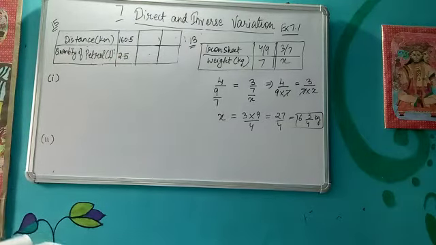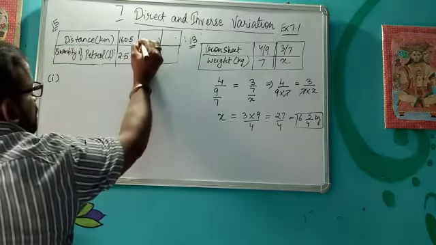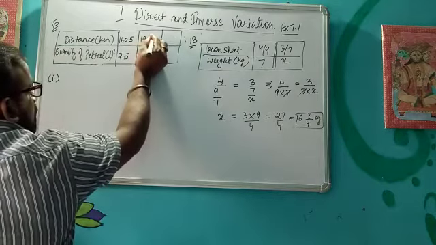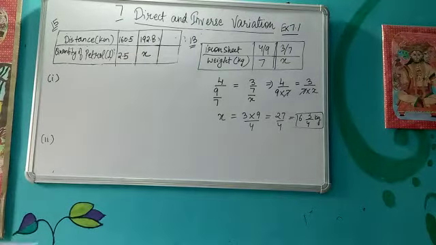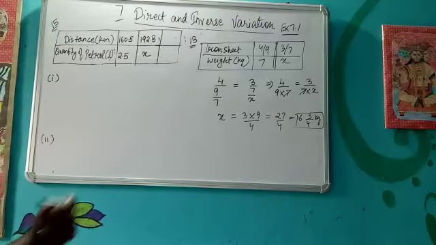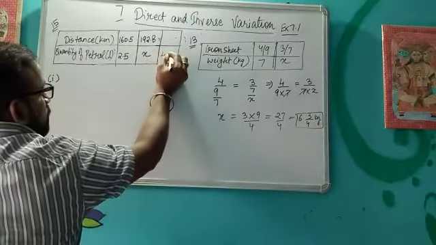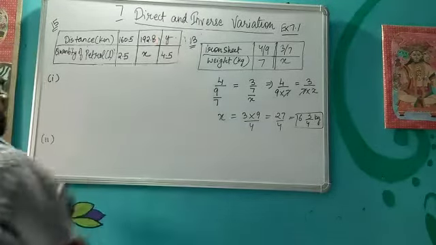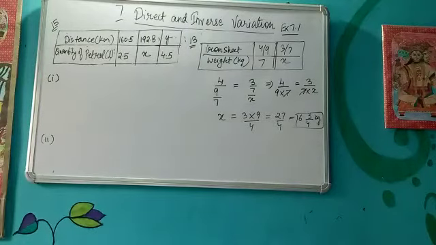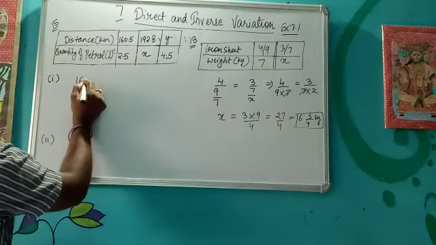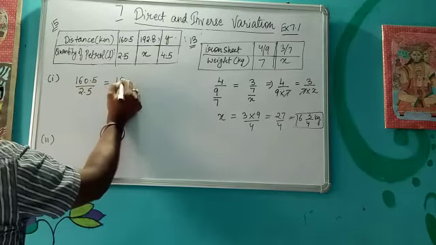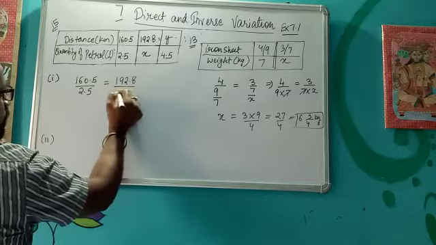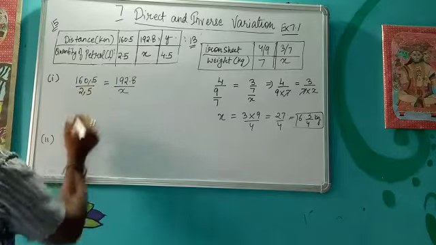So in the first part, how many liters of petrol will be required to travel 192.8 kilometer? That is, we have to find the value of petrol, x, and how many kilometer it travels in 4.5 liters of petrol. So it is 4.5, this is y. So again we will use the direct variation concept. 160.5 upon 2.5 is equals to 192.8 upon x.